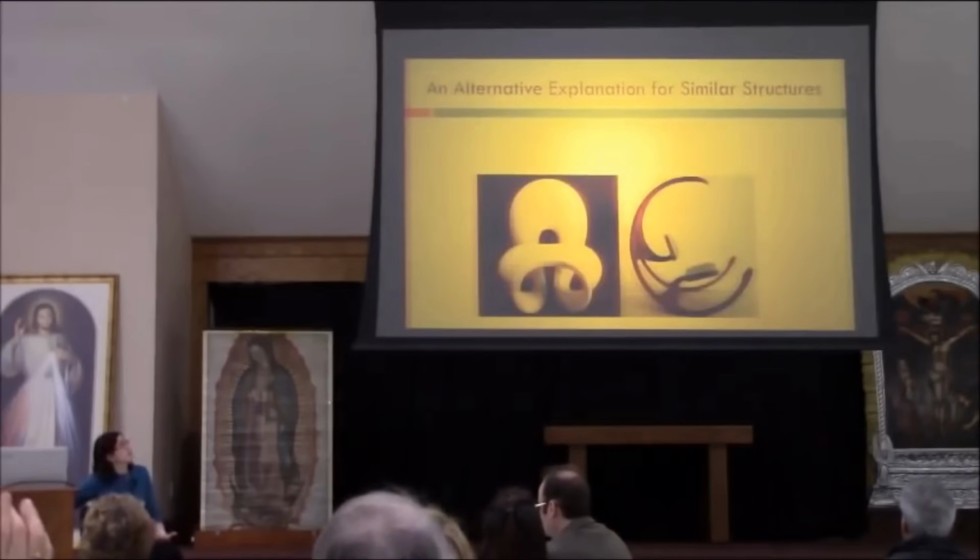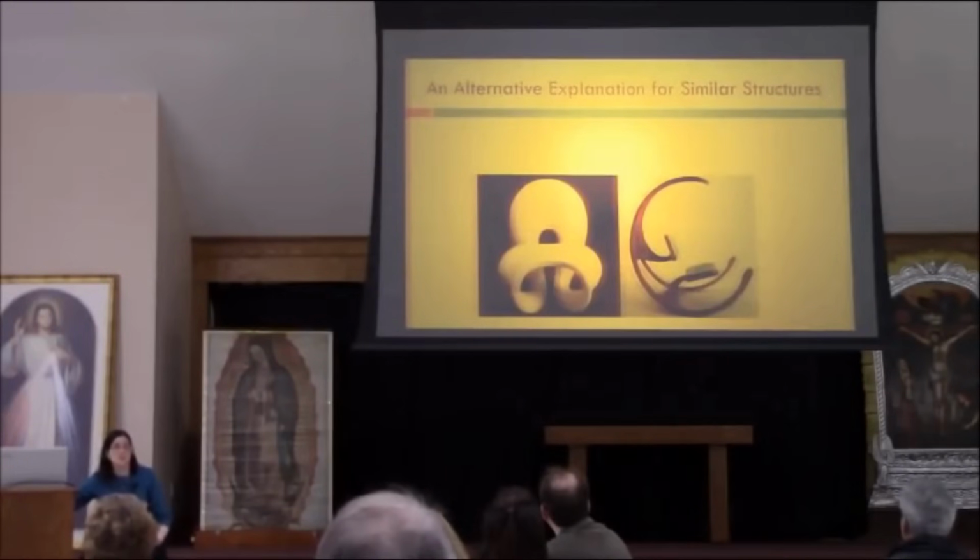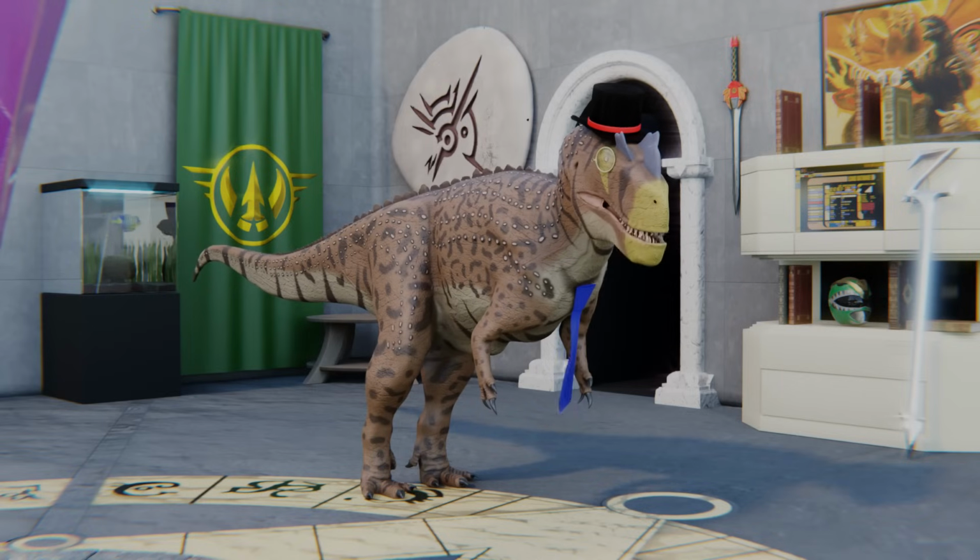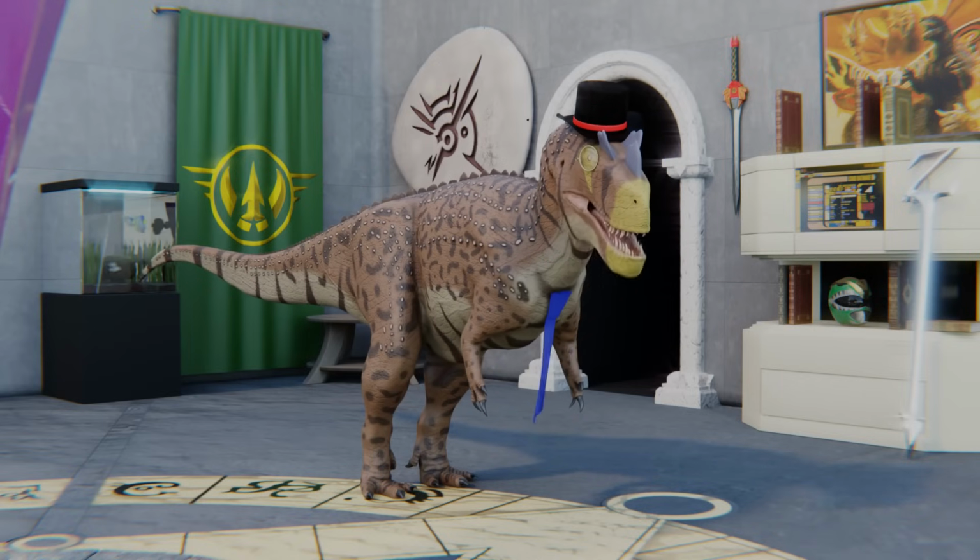So I have a different explanation for similar structures, and it includes similar genes because genes code for very tiny structures called proteins, and they also have to have similar structures if they're going to have a similar function. But do they? It's time to introduce the concept of synonymous codons.